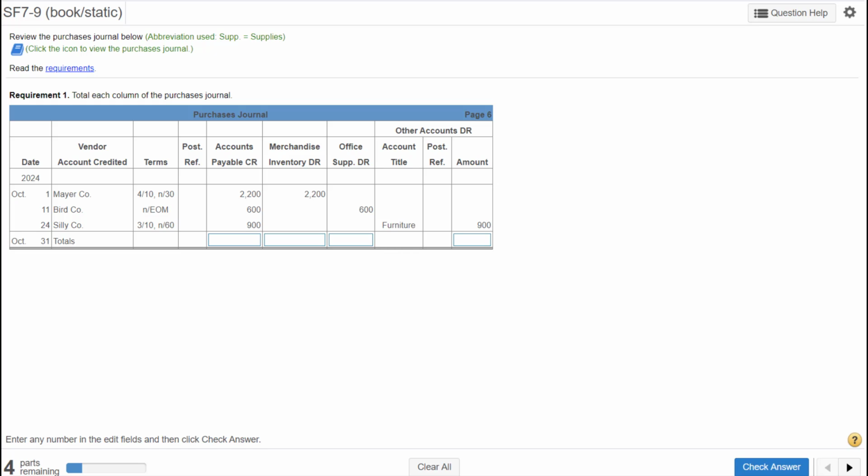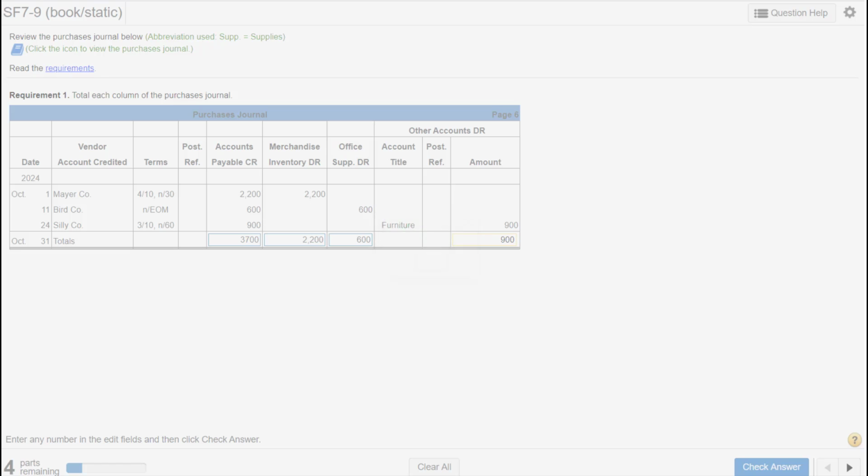Short exercise 7-9, we're going to post from the purchases journal to our general ledger and to the AP subledger. Our first task is to add up the columns. 2,200 plus 600 is 2,800, excuse me, 2,800 plus 900 is 3,700. Then I can just copy and paste these totals. Of course, you can just type them in there. Copy, paste, check answer, fantastic.